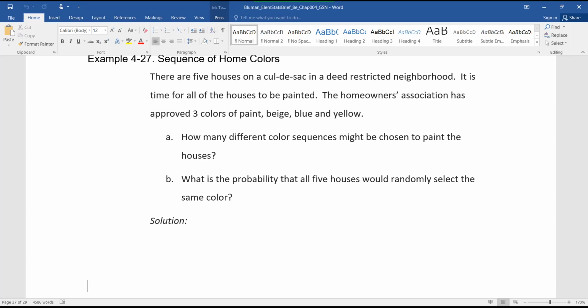All right. So first option says, how many different color sequences might be chosen to paint the houses? So we had 5 and they get 3 each. So what would I do to figure that out?